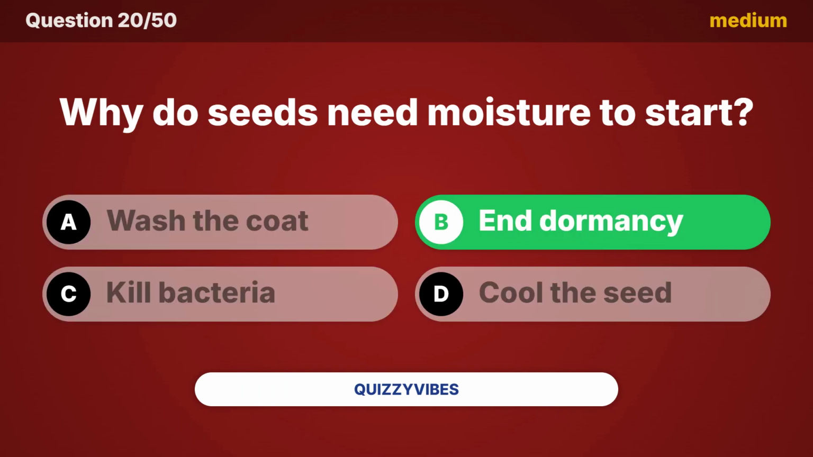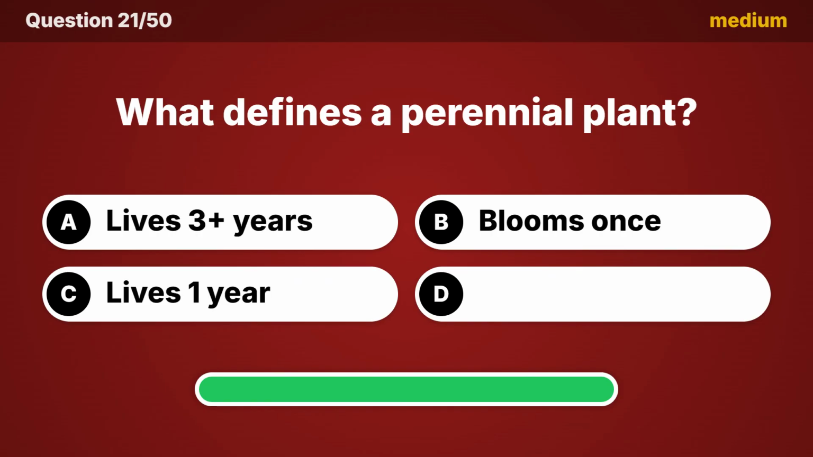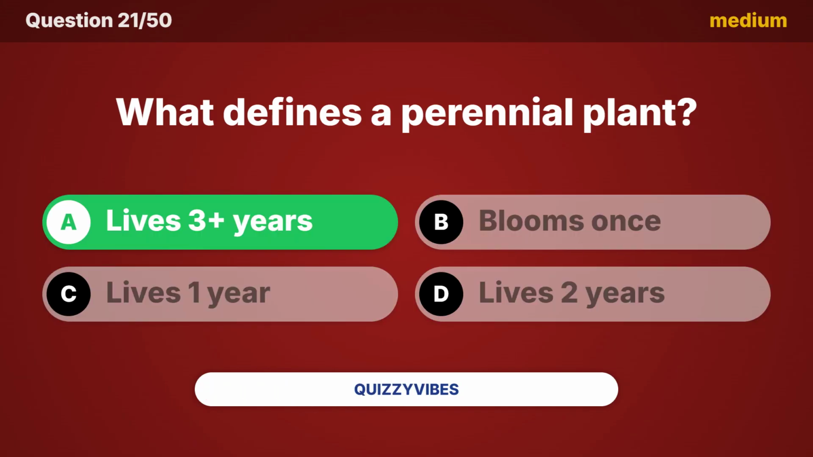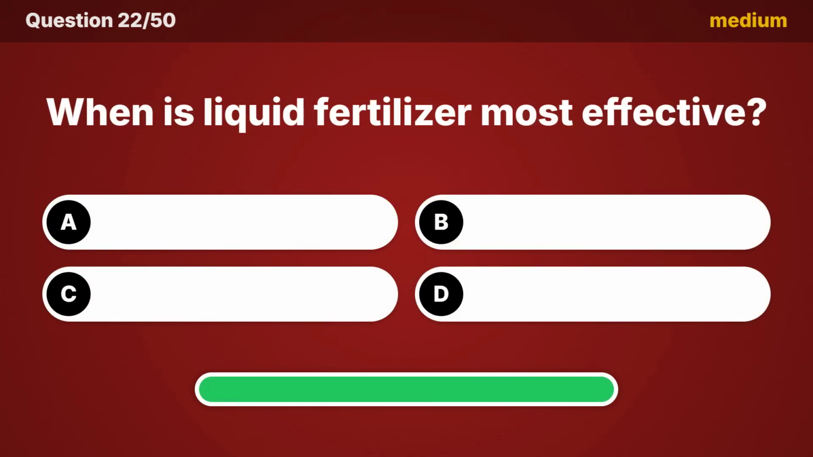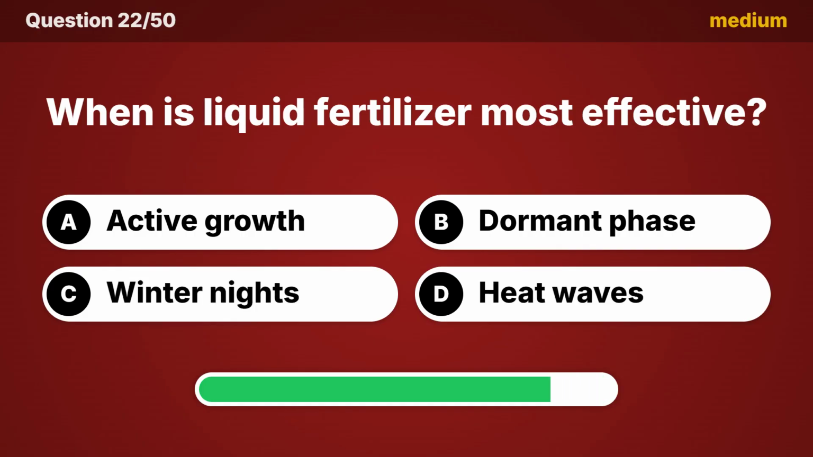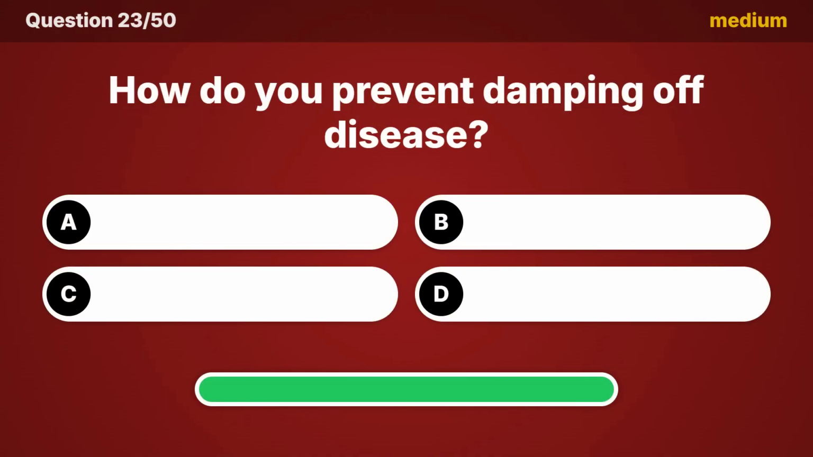Here is the answer, end dormancy. What defines a perennial plant? Did you guess it? The answer is lives 3+ years. When is liquid fertilizer most effective? Answer, active growth. How do you prevent damping off disease?